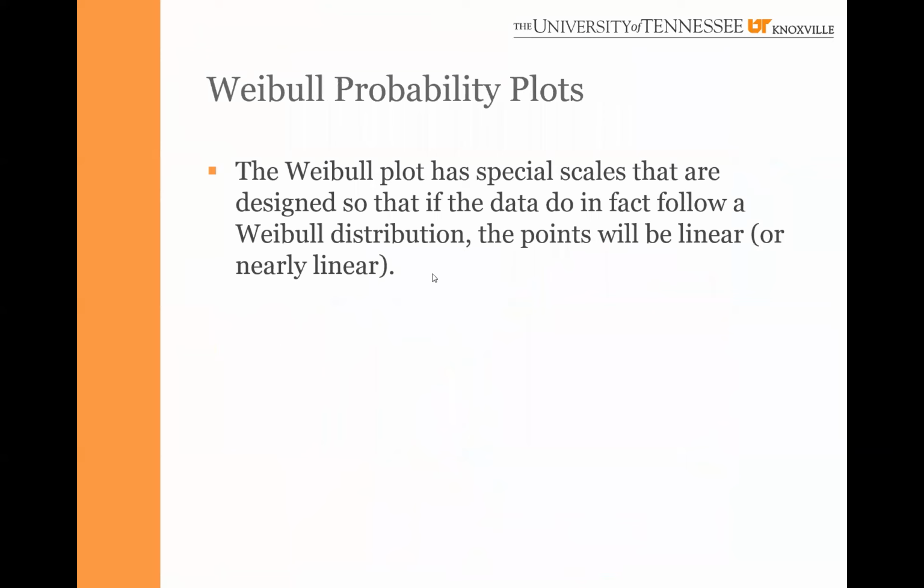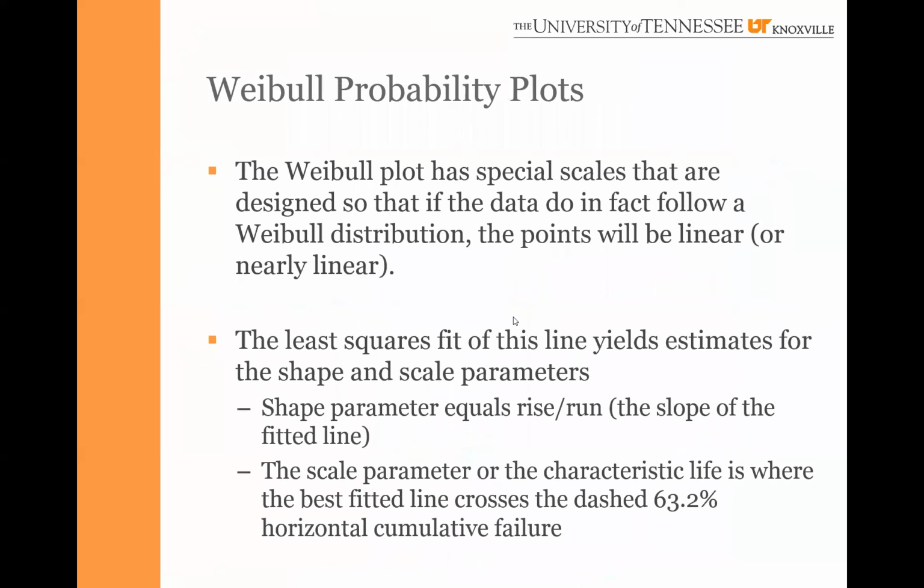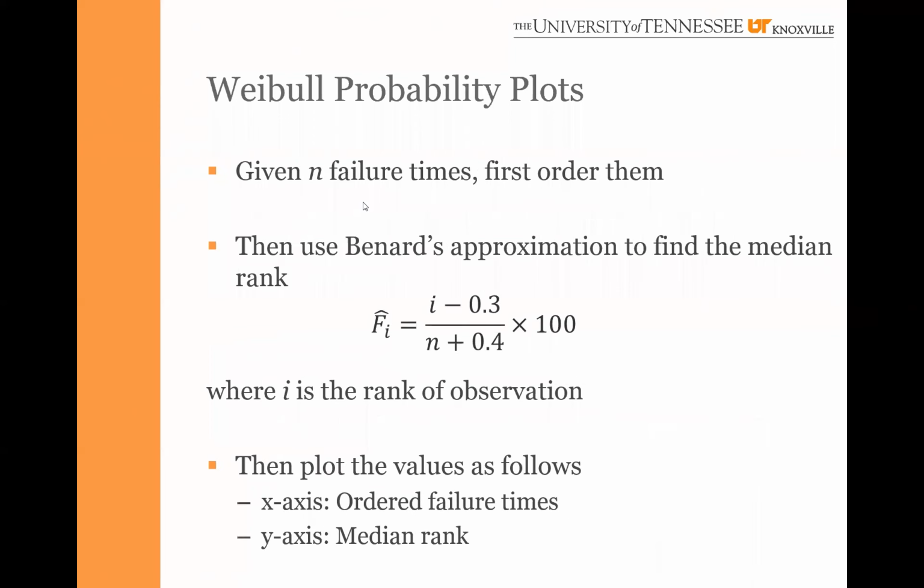So essentially, the Weibull probability plot paper is set up in a way that you put your time to failure against the median rank value that I'm going to show you in a second. And then rise over run will give you the shape parameter, and where the best fitted line crosses 63.2% gives you eta, the characteristic value.